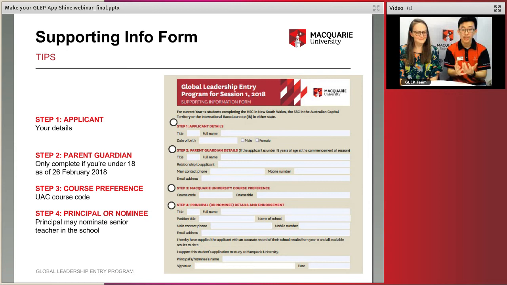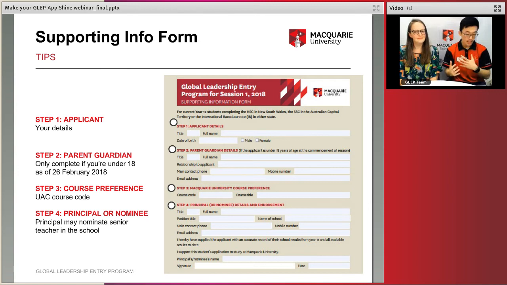Step 3 is to put in your course preference. So this is the UAC course code and the course name. Again, the easiest way to do this is to go into our Macquarie website, and that'll all be in that right-hand column on the handbook. And then finally is step 4, which is the principal or nominee.